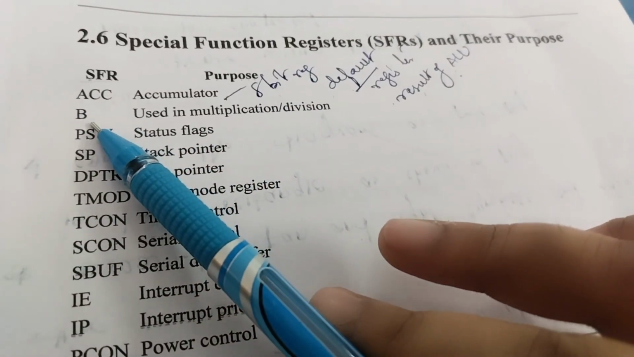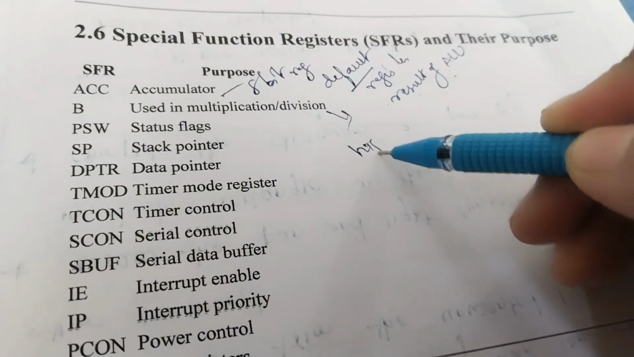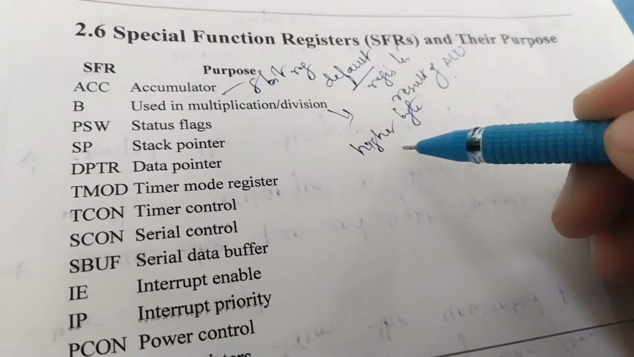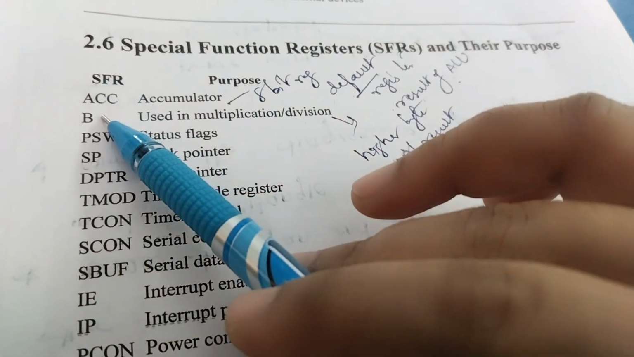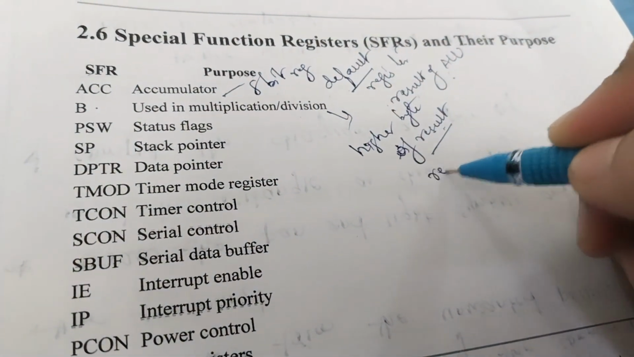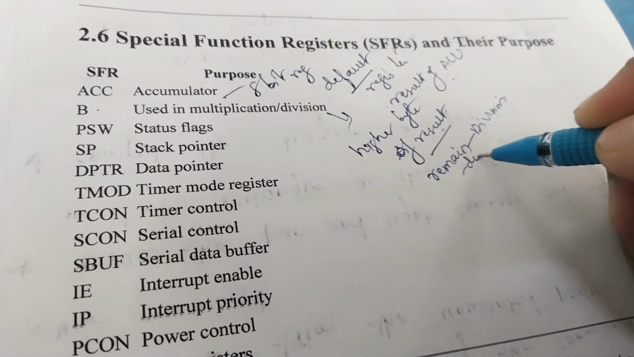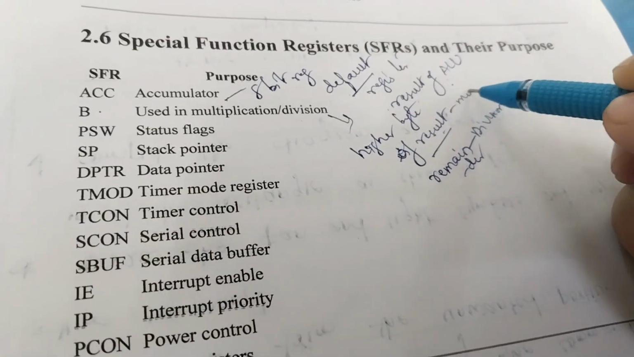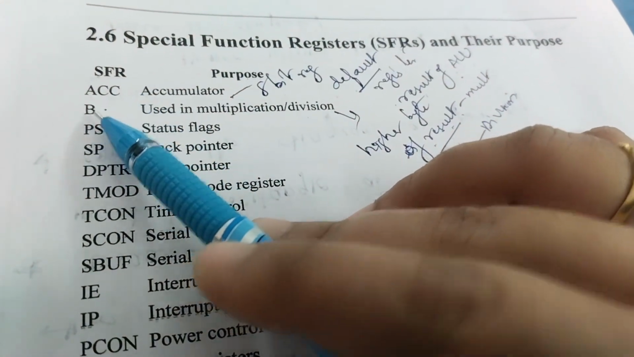And the next one we have register B. It is used in case of multiplication or division. In case of multiplication, the higher byte of the multiplication result will be stored in B register, and in case of division, remainder will be stored in the B register. Register A and B are called as math register or CPU registers.